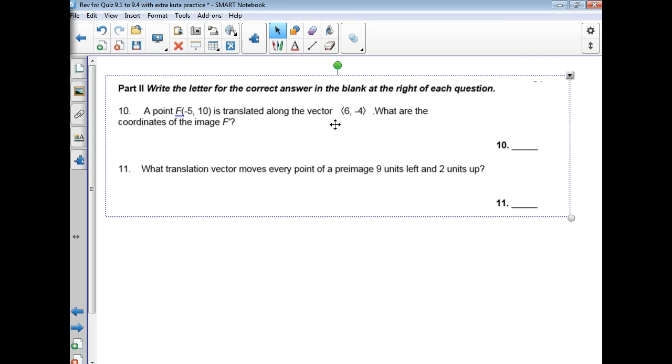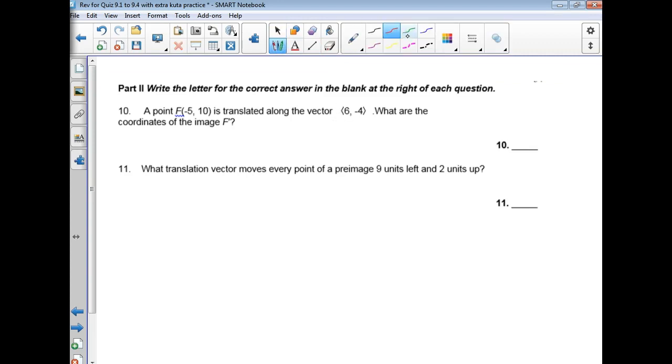This vector means to go, oops, I forgot I didn't have a pen there. It means right 6 or add 6 and down 4 or subtract 4. So you do that to the x value, add 6. 6 plus negative 5 would be 1. I'm just writing the point in the little blank here. And 10 minus 4 would be 6. Oops, forgot to write the t on right.